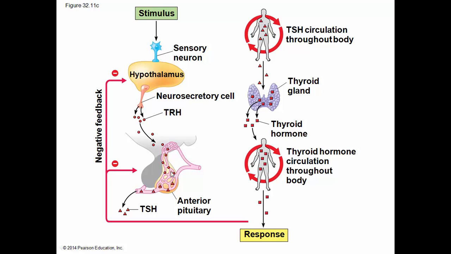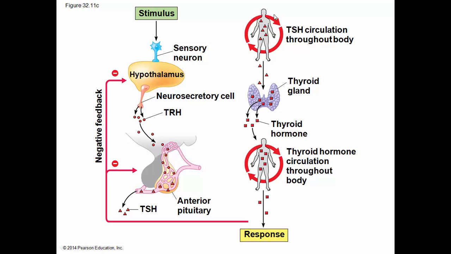It releases the hormone into the anterior pituitary. The TRH, the thyrotropin releasing hormone, causes the anterior pituitary to secrete thyroid stimulating hormone, also known as thyrotropin, into the circulatory system. The releasing hormone causes the stimulating hormone. The stimulating hormone is passed out into the bloodstream.